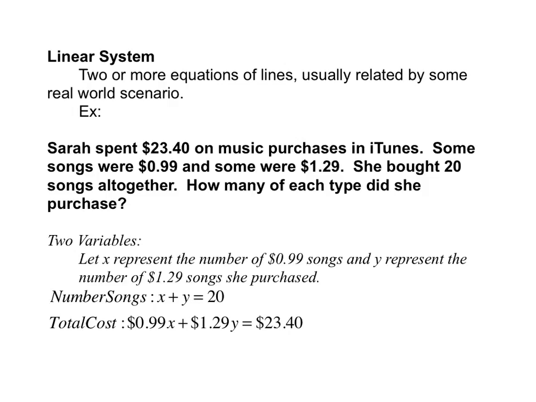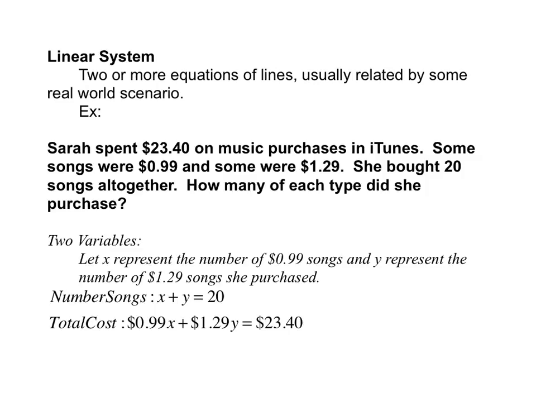A linear system is made up of two or more equations of lines that are usually related by some real-world scenario. Here's an example. Let's say that Sarah spent $23.40 on music that she purchased in iTunes. Some songs were 99 cents, some were $1.29, and she bought 20 songs altogether. How many of each type of song did she buy?